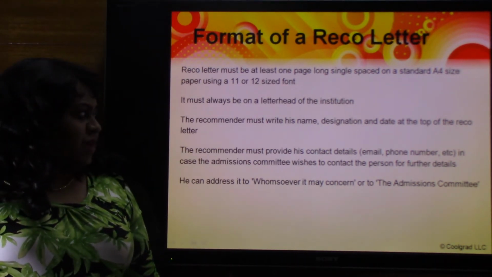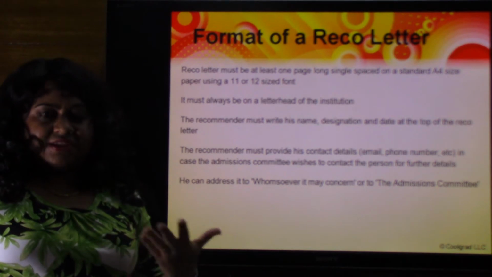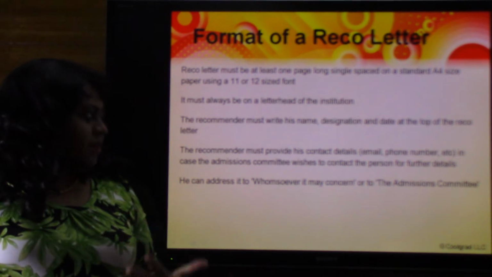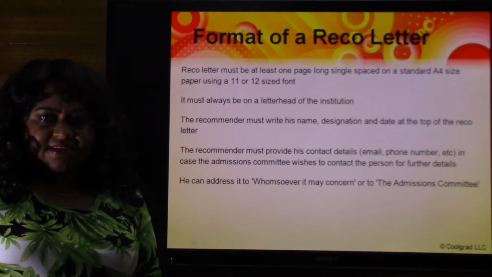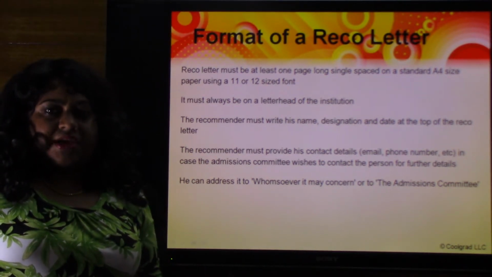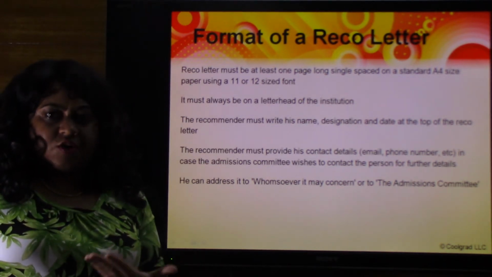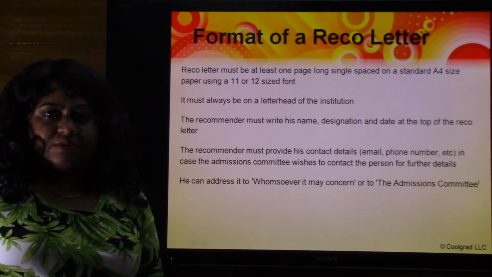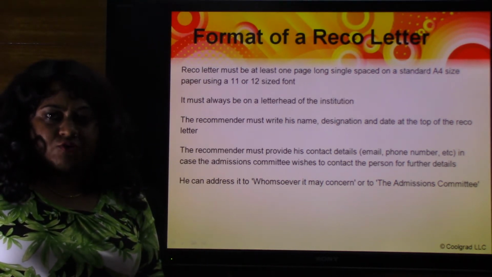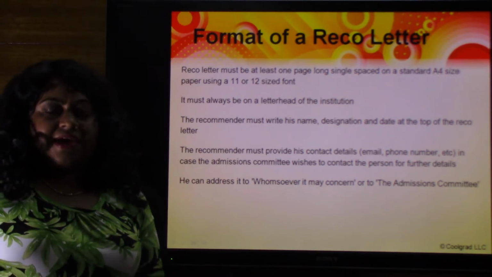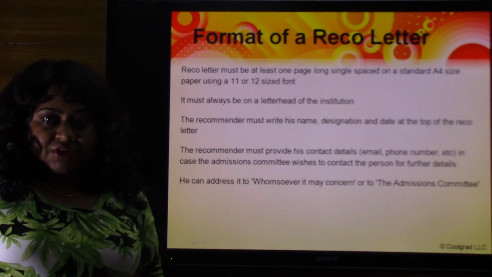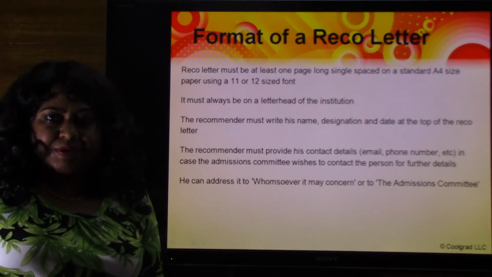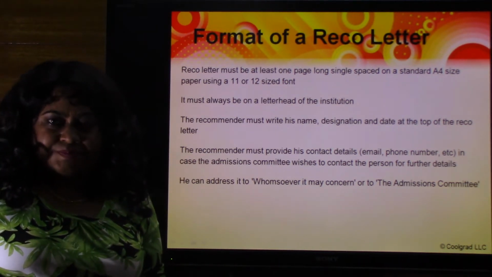The recommender must write his name, his designation and date at the top right of the recommendation letter. And the recommender must provide his contact details, his email, his phone number, some way in which the university can contact this person to ask for clarifications in case they want to. They should be able to reach out to this person privately and ask them, did you really write this recommendation letter? Do you really know this person? Or if they have any other questions about the candidate, they must be able to get clarifications from the recommender.